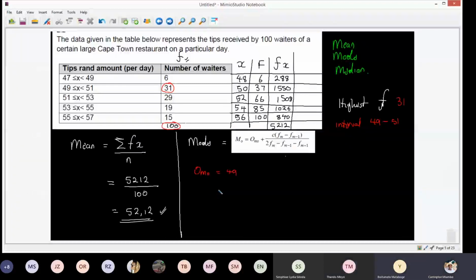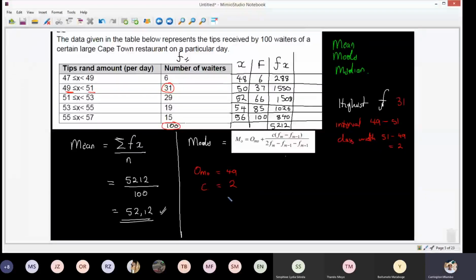And what is your class width there? What's your class width? No, the width. 51 minus 49, the difference between these two numbers. That's the class width. It's 2. 51 minus 49 gives you 2. That's your class width, right?